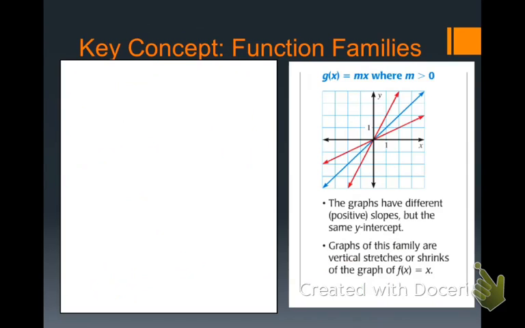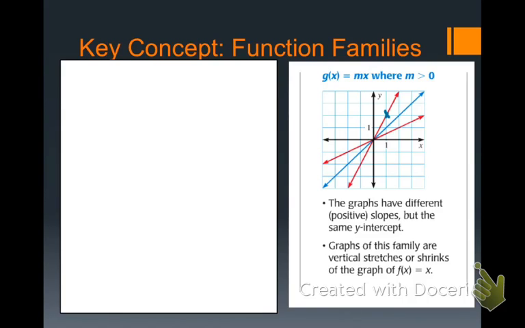Now again, we can look at our parent function, f of x equals x, but this time we want to look at how changing the slope affects the graph of the line. So in this case, they haven't changed y-intercepts. All of them have a b, or a y-intercept of 0, because they're all going through the origin, but they have different slopes. So let's look at this red line here first. Again, we can count between points. So notice it has a point right here at 1, positive 2.